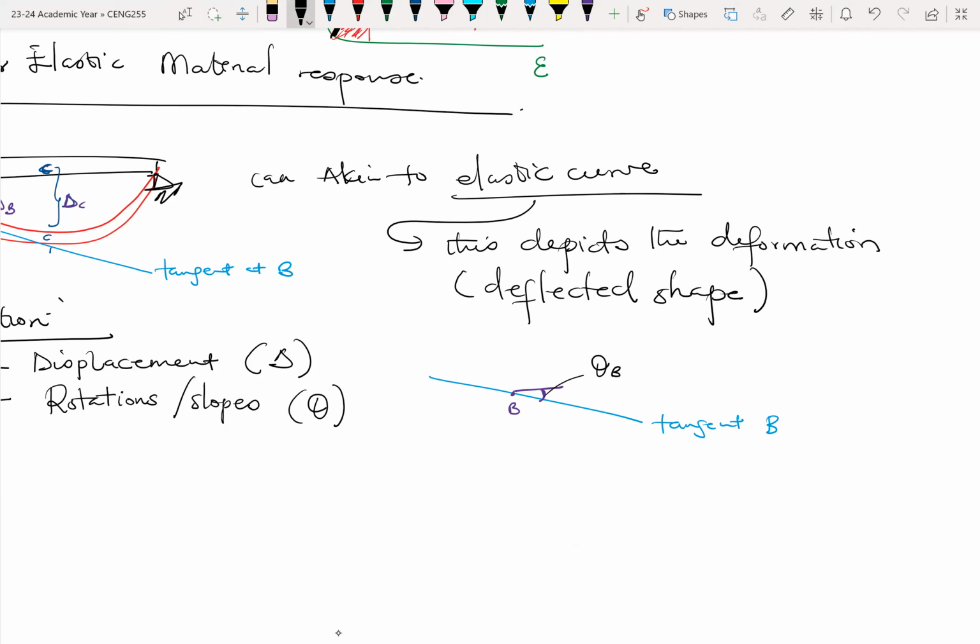Okay, so anytime a beam is deflecting, there are some points along the beam that would also undergo rotation. So whilst it's deflecting, it's also rotating, right? And both of these are looked at so that it doesn't affect the behavior of the structure, both short term and long term. Okay.